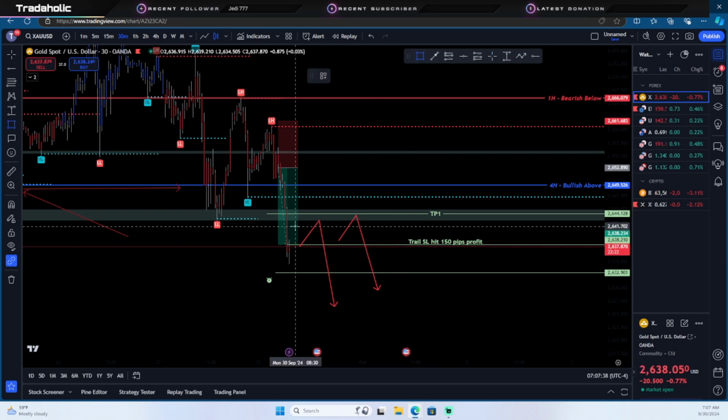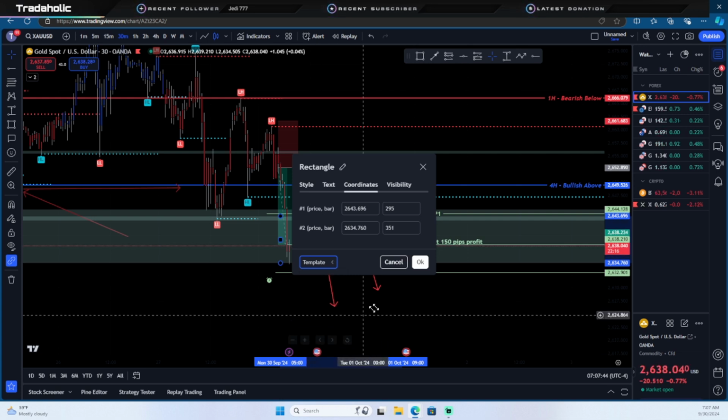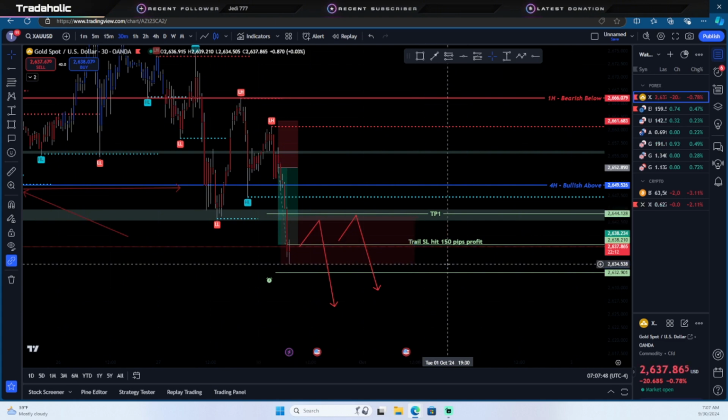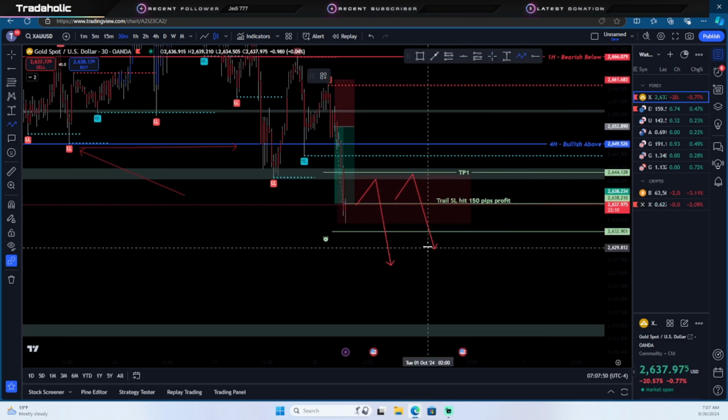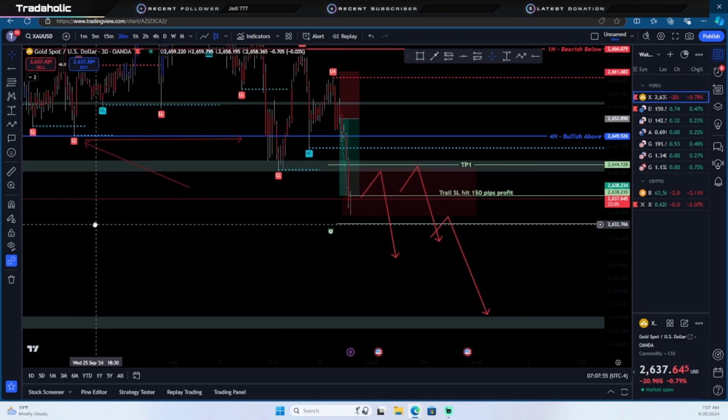Hopefully we can stay around this area for the rest of the day, to be honest. Hopefully during Asian session we can consolidate and create a range here. That'll be really nice to set up for tomorrow's London or pre-London break and retest to continue down to this level.